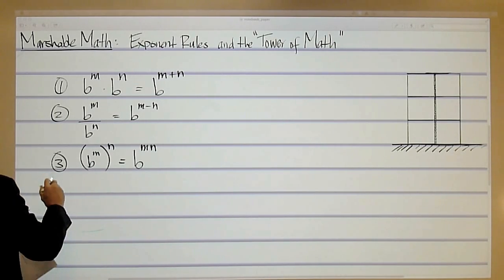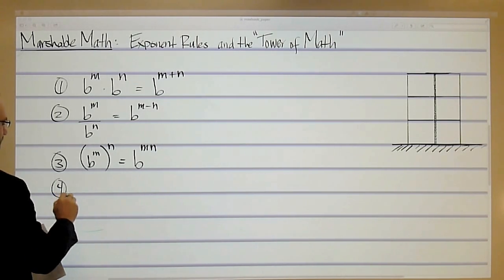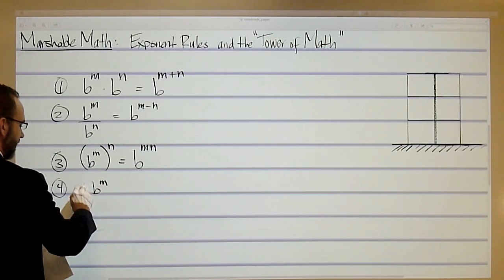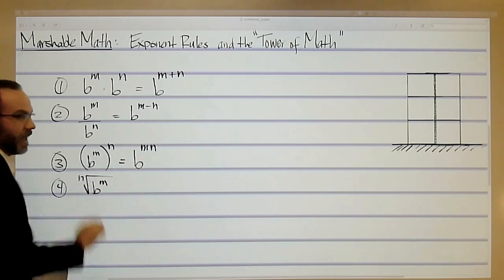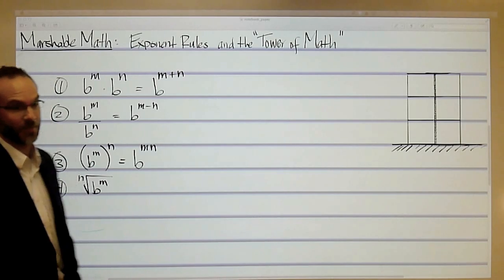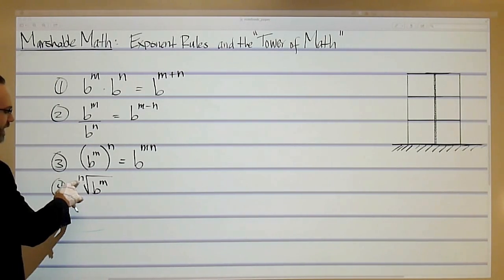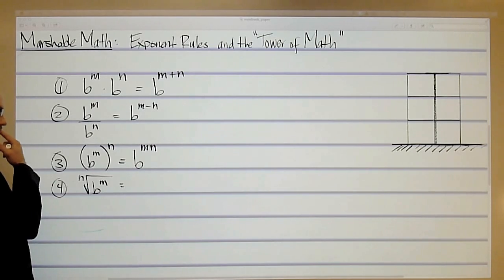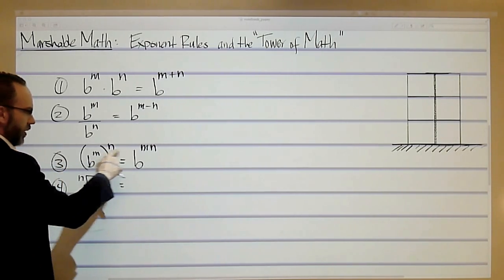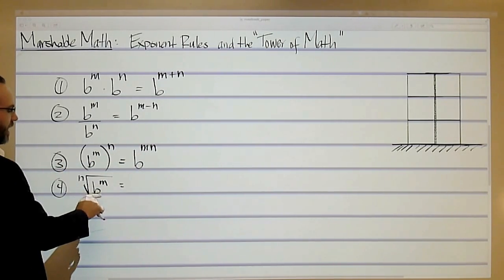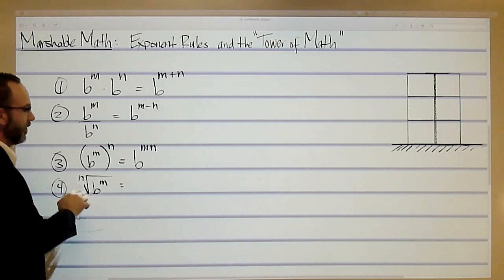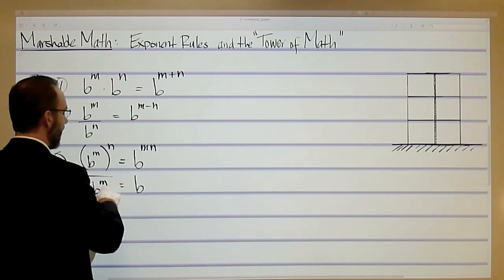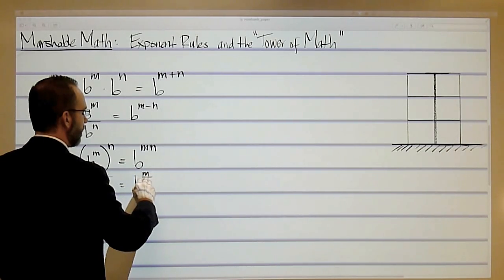Number four says this. If I have b to the m, and I'm taking the nth root of it, in other words, I'm taking a root with an index of n here, that's equal to, well, if I'm raising one to an exponent, I multiply. What do you think I would do if I take an exponent and I do a root of it? If you said it would be a fraction or divided by, you're correct. It's b to the m divided by n.